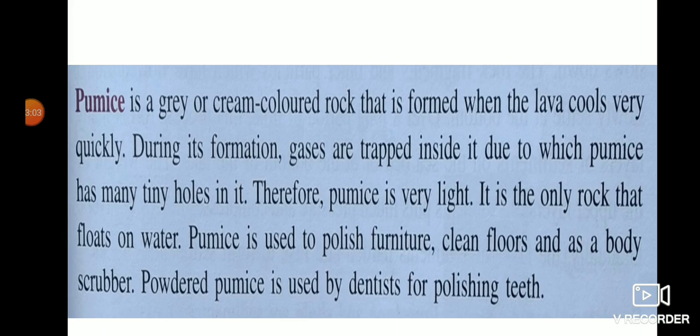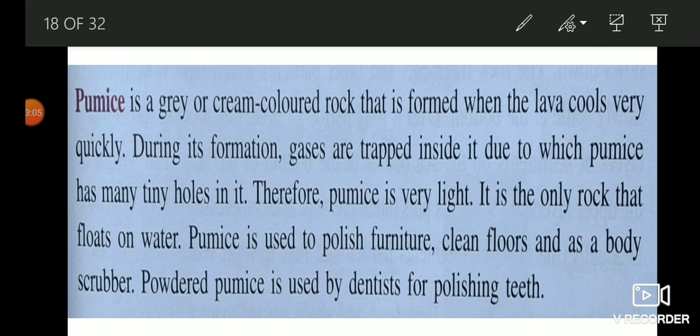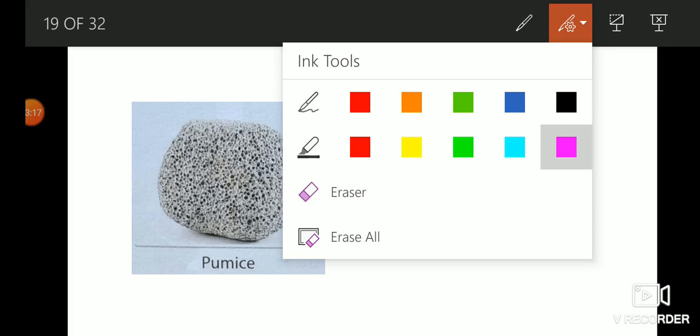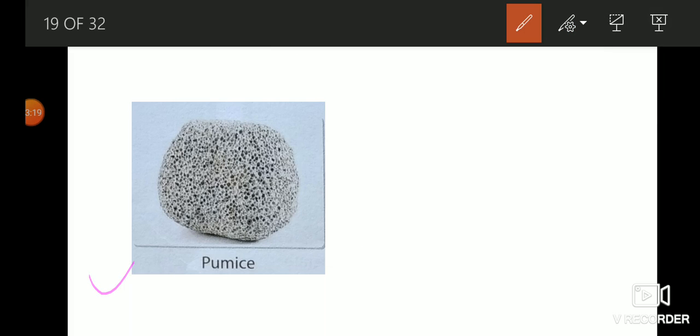The next category of the igneous rock is pumice. So let us see the diagram of the pumice rock. You can see this is the pumice rock, and you can see that a huge number of holes, or a huge number of pores are found. You can see these are the small pores present. Numerous pores are found in the pumice kind of rock.